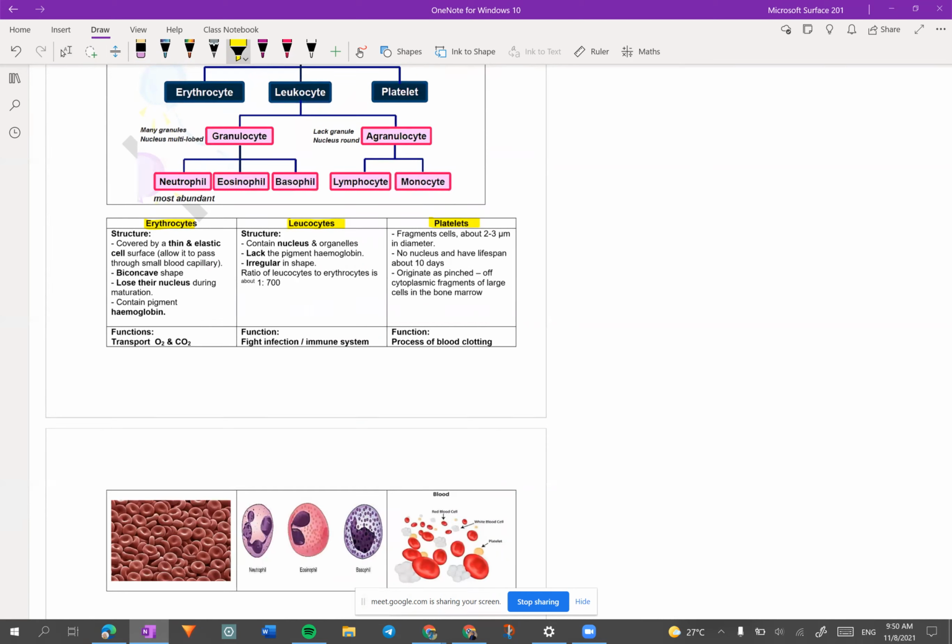Okay, one of the cell yang help untuk you fix the wound. Okay, untuk buat wound tu keras. So anyway, the structure of erythrocyte, thin and elastic, biconcave, also dia dah tak ada nucleus. Okay, dia lose nucleus sebab dia akan bagi oksigen untuk duduk. And then also dia ada hemoglobin.